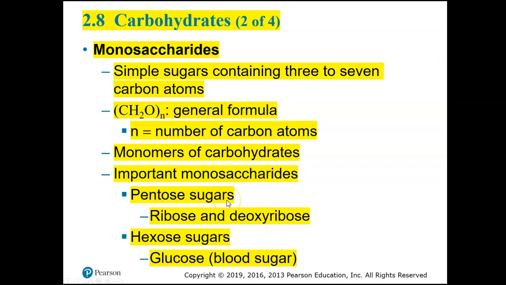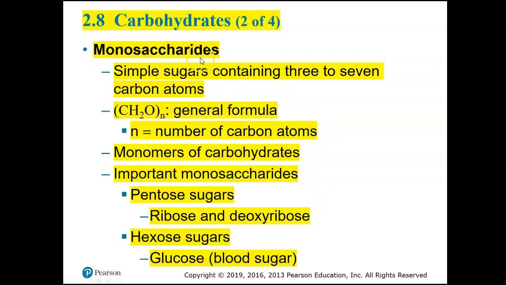They are pentose sugars because they're shaped like a pentagon, and so they have 5 sides. And then glucose and fructose, and another one called galactose. Now, glucose is the most important one because glucose is blood sugar in humans and other animals. These are hexose sugars. That means they have 6 carbon atoms and they have a hexagon shape. They have 6 sides.